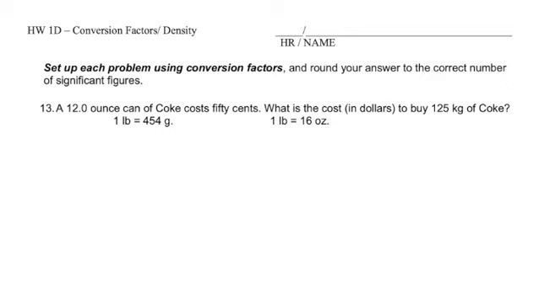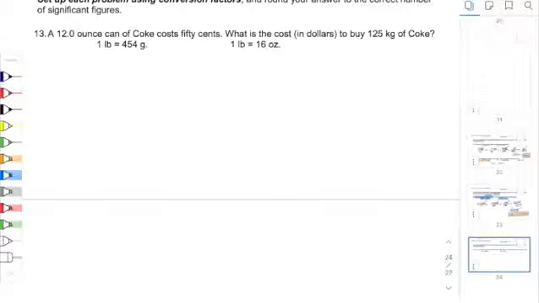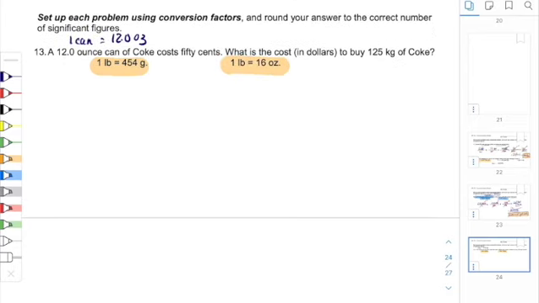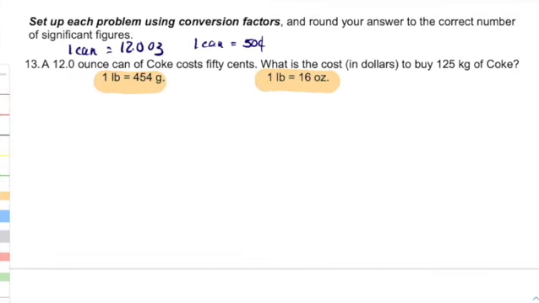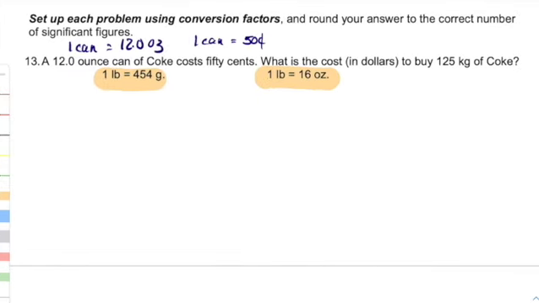A 12.0 ounce can of Coke costs 50 cents. What is the cost in dollars to buy 125 kilograms of Coke? Okay, so in number 13, we have some new equalities. We have 1 pound is equal to 454 grams. So implied from the problem, 1 can is 12.0 ounces. And 1 can equals 50 cents. So we want to find out what would be the cost in dollars of 125 kilograms of Coke.